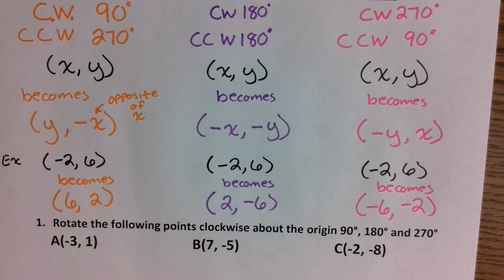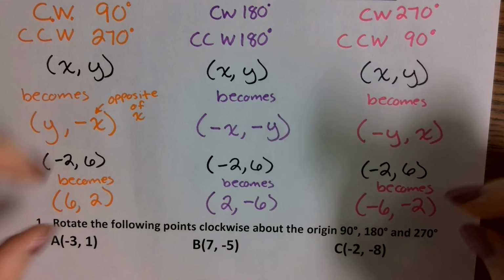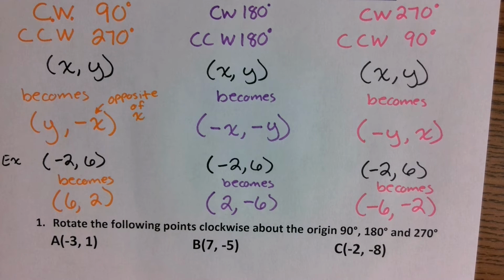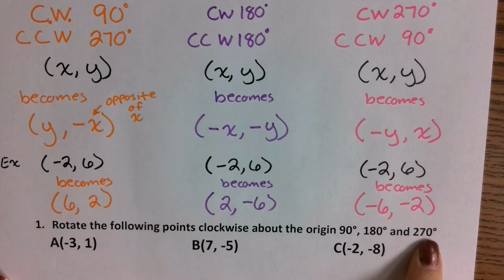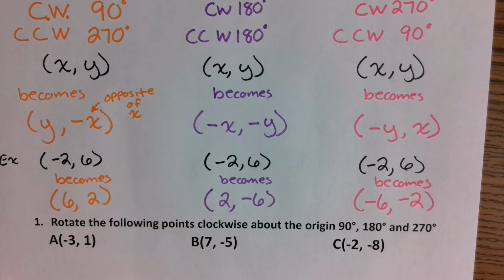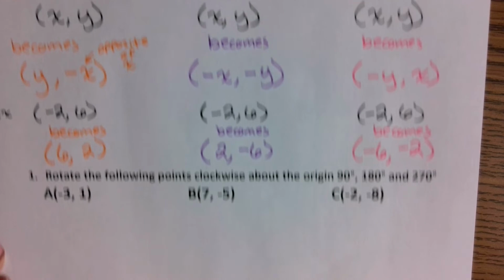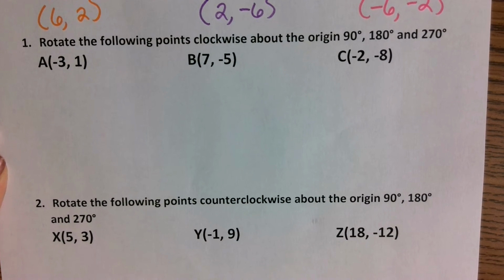Okay, so what I want you guys to try doing, because I already showed you an example of what those rotations look like, I want you to try problem 1, which is having you rotate 90 degrees, 180 degrees, and 270 degrees for each of those points. Actually, I'll just do point A for you, and then you do point B and point C. And then problem 2, it's counterclockwise 90 degrees, 180, and 270. And I'll do point X for you. So let's take a look here at problem number 1.